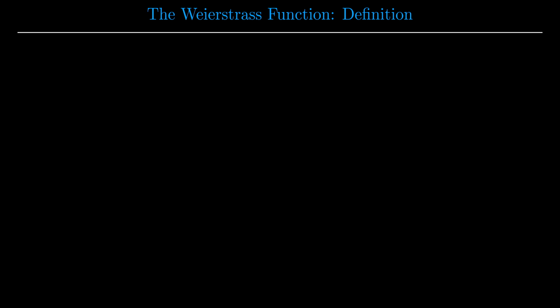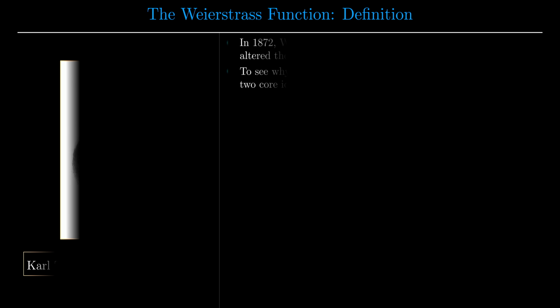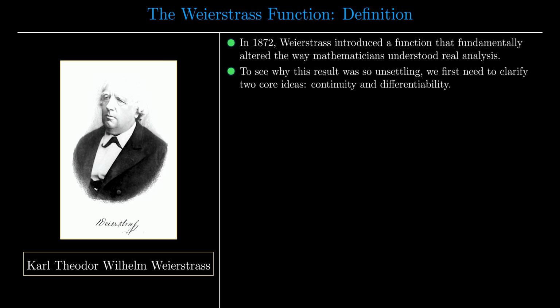Hello and welcome. Let's go back to 1872. It was in this year that the German mathematician Karl Weierstrass introduced a counterexample that shocked the mathematical community. He presented a function that fundamentally altered the way mathematicians understood real analysis.